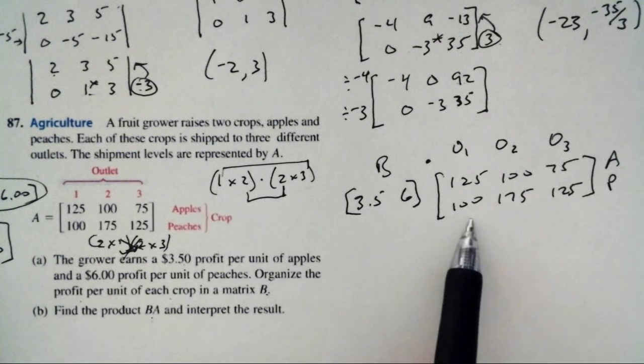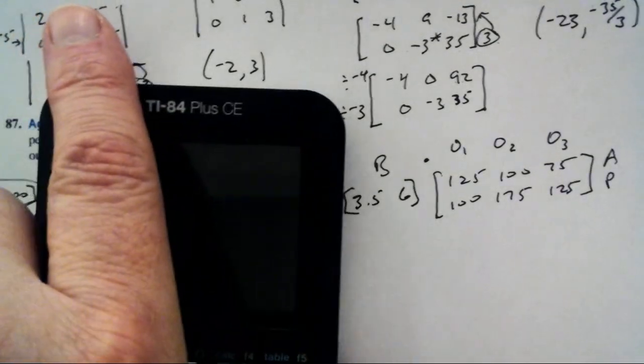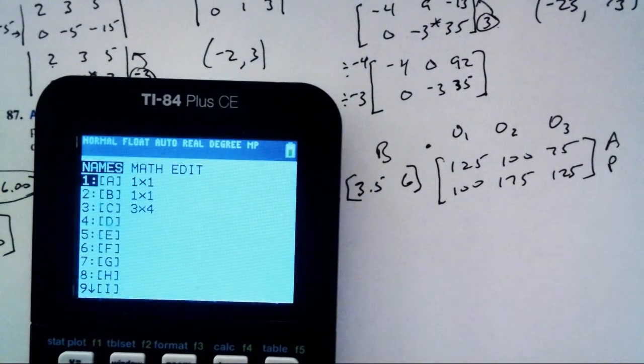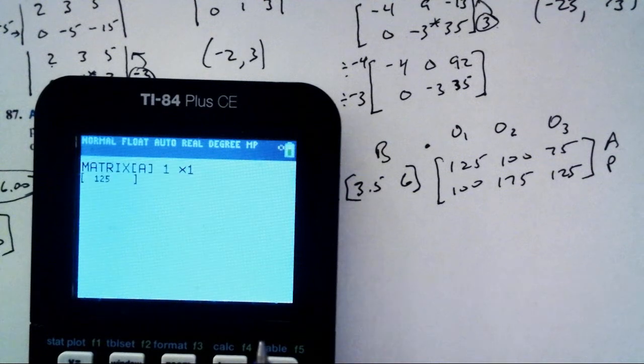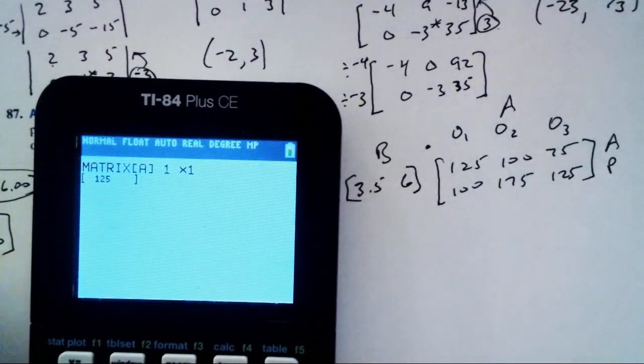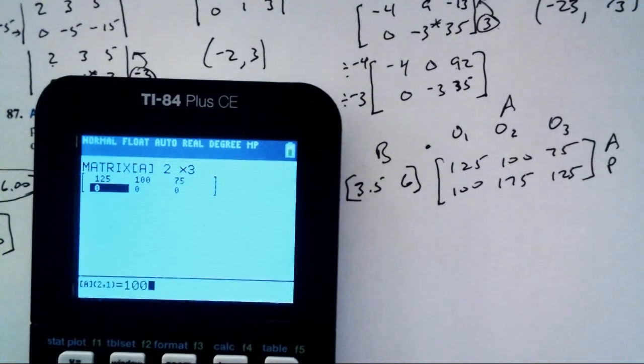Easy enough, and we can do that without a calculator, but we're going to do it with a calculator. And interpret the result. Well, let's just go ahead and go through the process of finding this on our calculator. So I'm going second matrix as we've done before. I'm going to edit this first matrix, and I'm going to change that to be matrix A, the one they referred to as matrix A here. So I'll call this matrix A. This is going to be a 2 by 3, and the entries are 125, 100, 75, 100, 175, and 125.